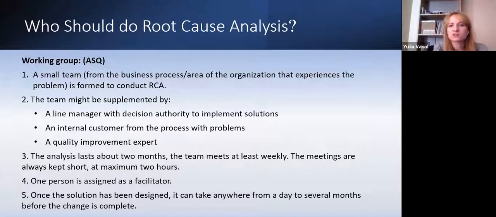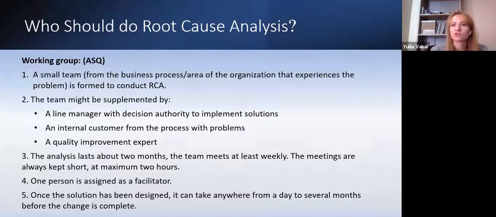The root cause analysis, if it's done in a formal way, could take up to even 2 months. The team meets weekly, and the meetings are quite short, no more than 2 hours, ideally 1 hour. But it's not like every week you just discuss the same problems, the same issue. No. The first week it could be just a brainstorming session.